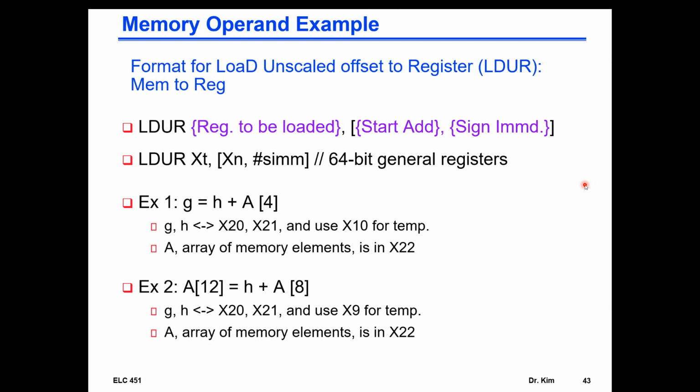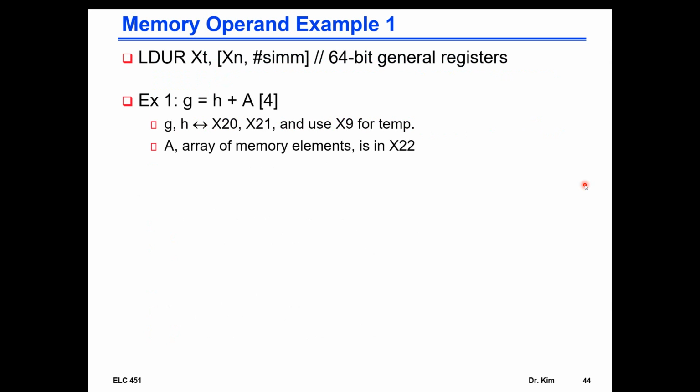Another example is if we wanted to make the array member 12 equal to H plus a member of the array. If we have some associations, again, we can have a register that holds that pointer, and then we use the displacement to get to the right member in the array. Okay, so let's work through that first example.